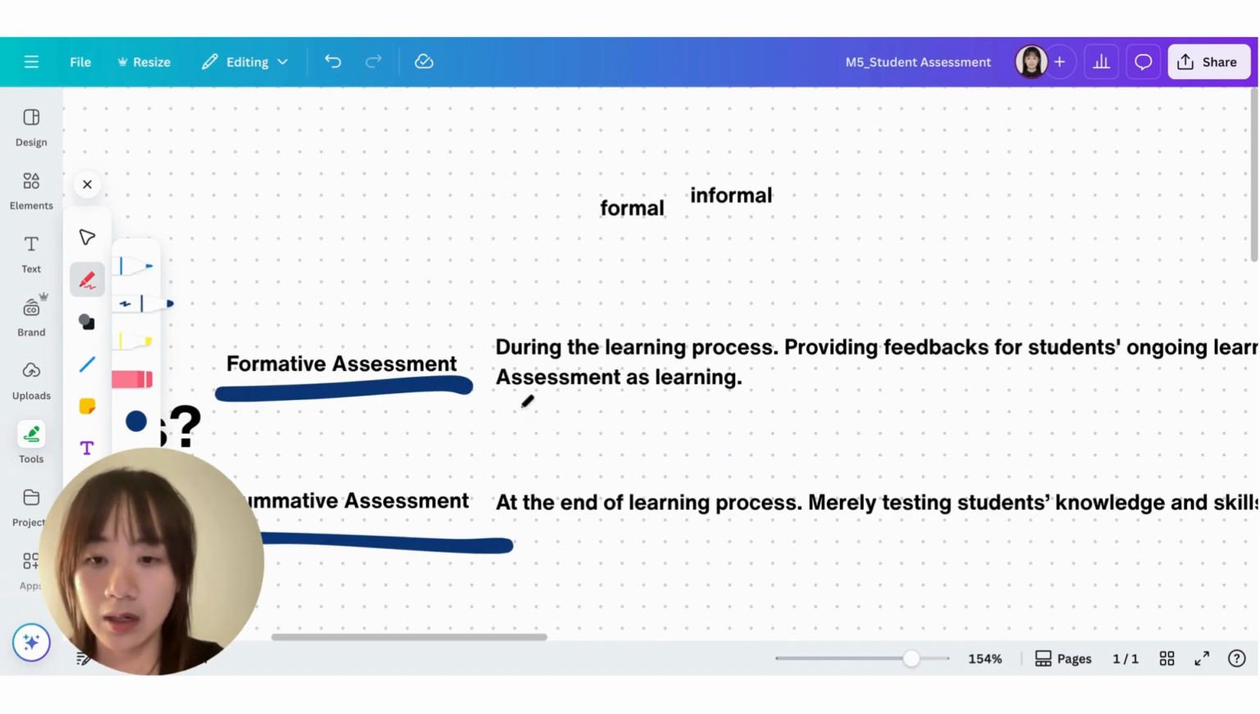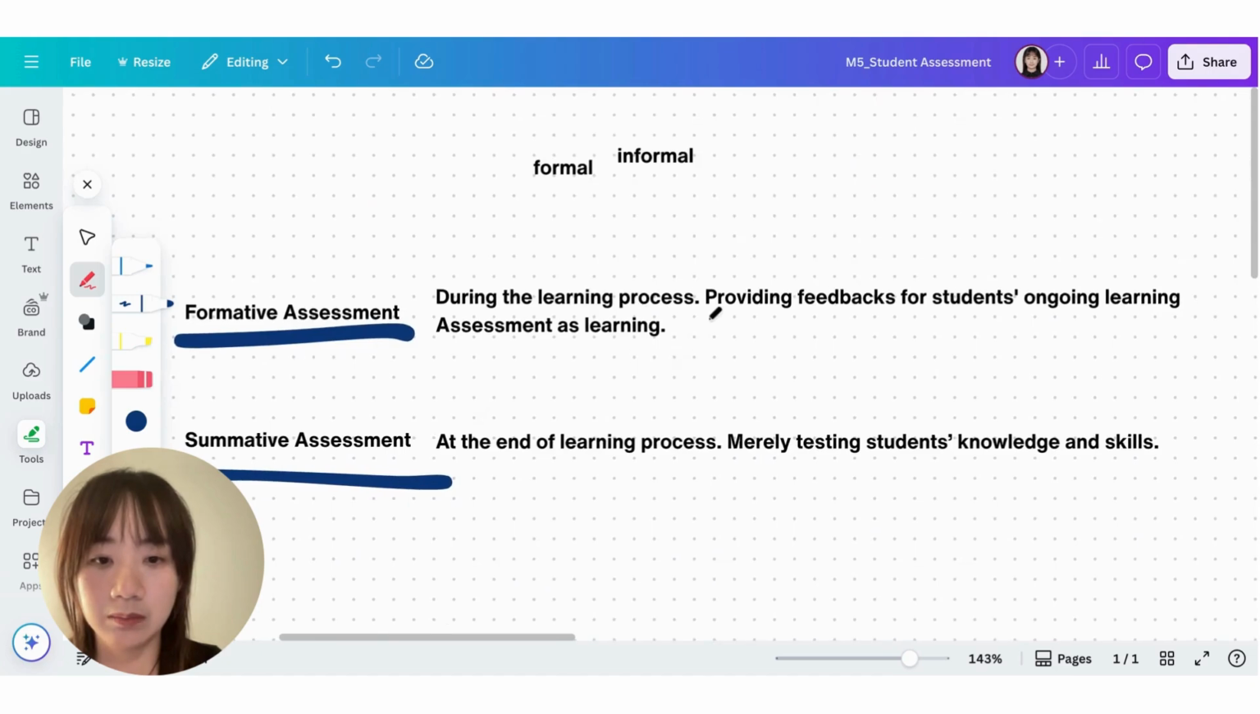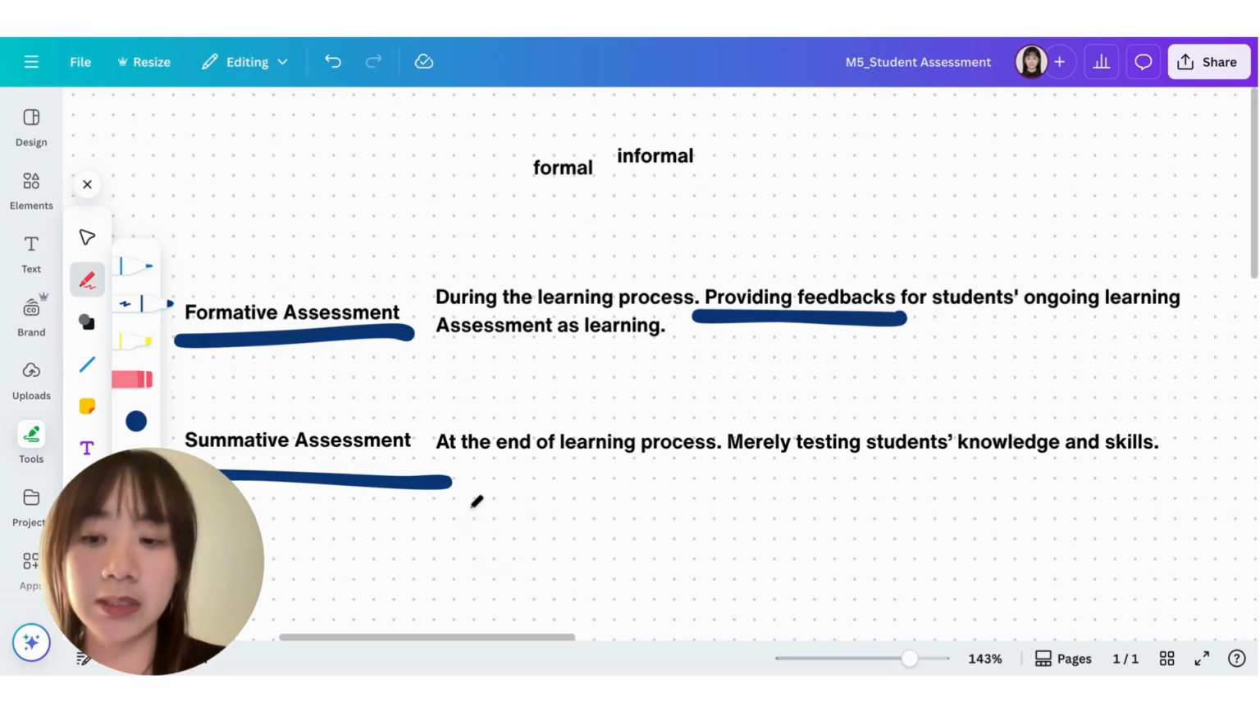So here we will know that formative assessment offers instant feedback for students. It can be used after a lesson, or it can be a quick Q&A between a teacher and students. But summative assessment always happens at the end of the learning process, like the Gaokao in China, and also the final examination. These can be categorized as summative assessment.